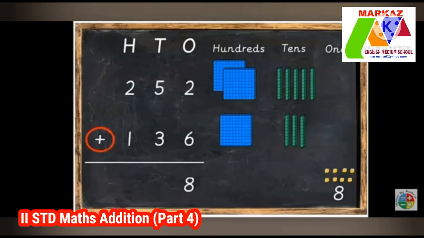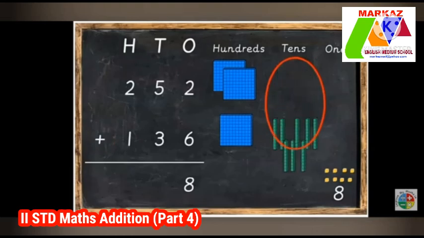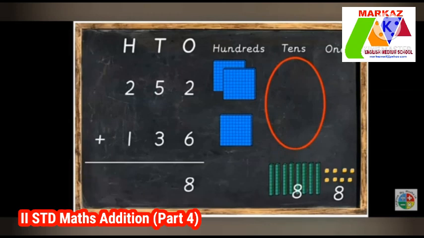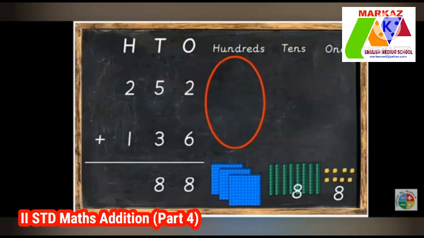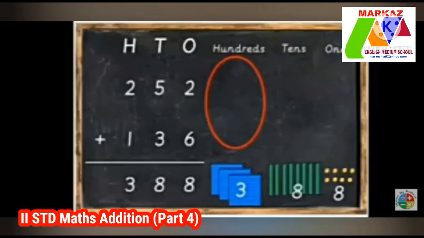Next, we're going to add the tens. So bring your tens all the way down to the bottom. 5 plus 3 is 8 tens. And we're going to write our 8 underneath the tens. Finally, we're going to add 2 plus 1, 2 hundreds plus 1 hundred, which will make 3 hundreds. So write your number 3 underneath the hundreds.